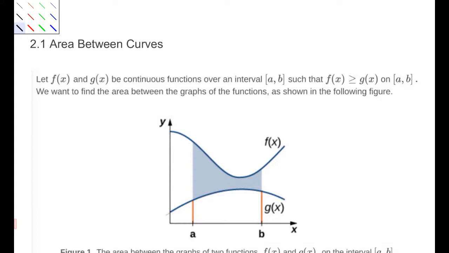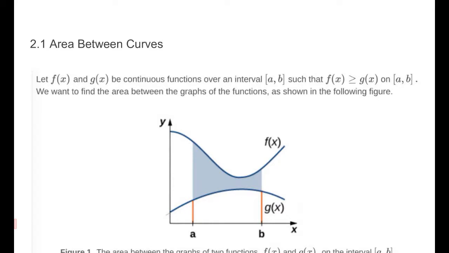Alright, so what we're going to consider at this point is finding the area between two functions, f of x and g of x. If they are two continuous functions over a closed interval from a to b, such that f of x is greater than or equal to g of x, so f of x is above g of x on that whole interval, now we want to find the area between the graphs.